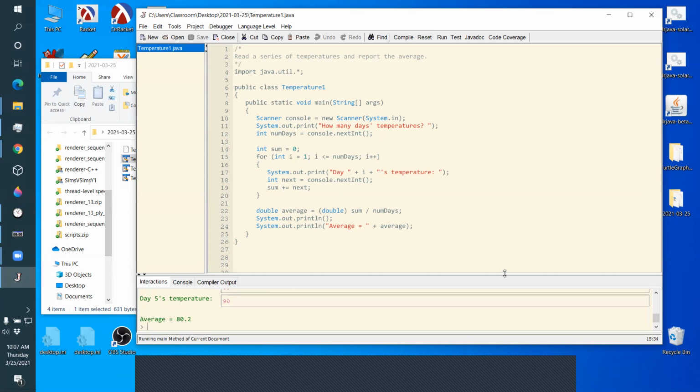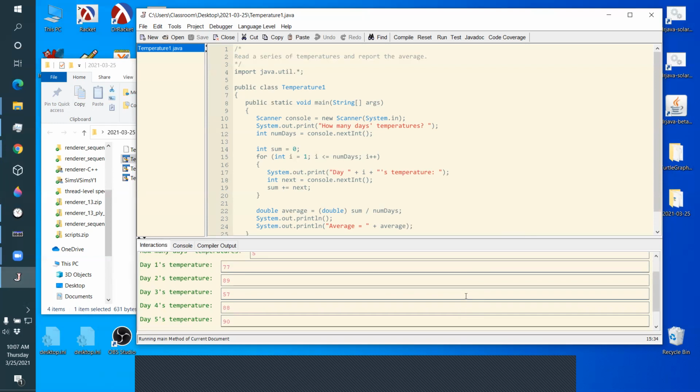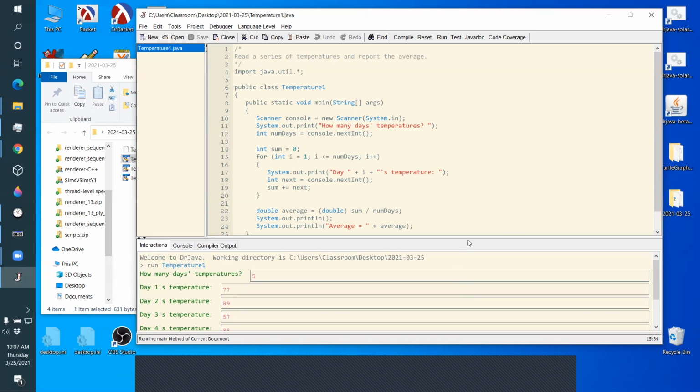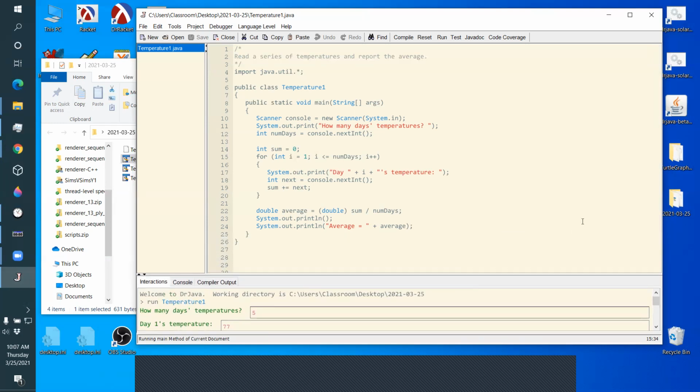All right. Now here's the problem. This is a setup to motivate another problem. What if I want to tell the user two things? What was the average temperature and how many days were above average? The question is, how would I solve that?